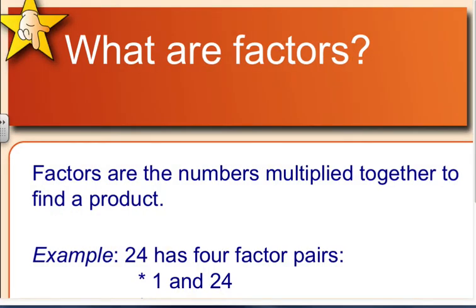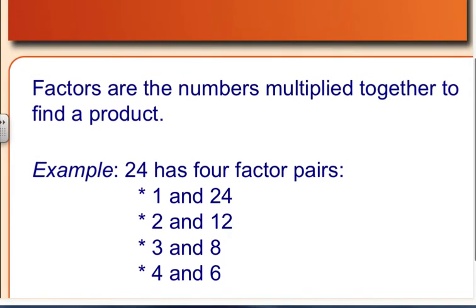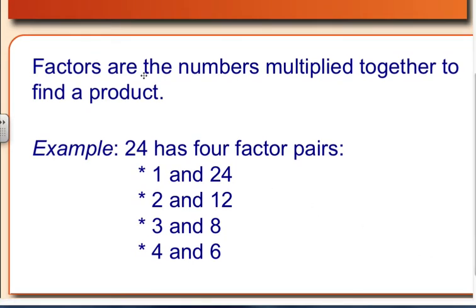What are factors? Factors are the numbers multiplied together to find a product, and they're whole numbers. So for example, 24 has 4 factor pairs, and they are 1 and 24, 2 and 12, because 2 times 12 equals 24, 3 and 8, 3 times 8 is 24, and 4 and 6. And even if they're flipped around, they're still considered one pair per set.